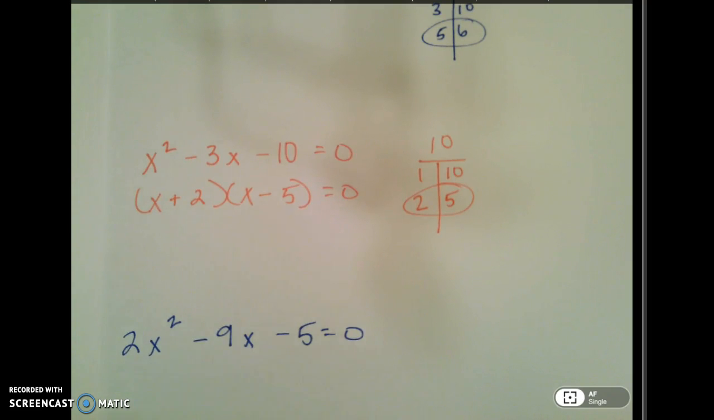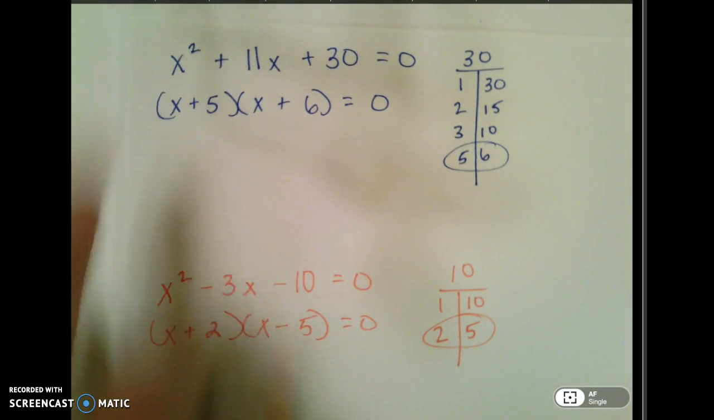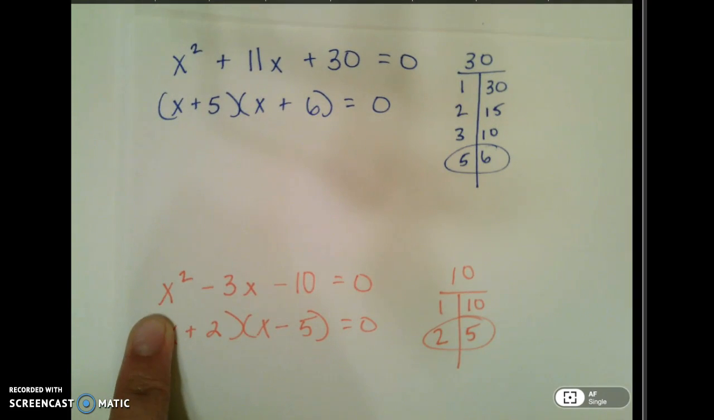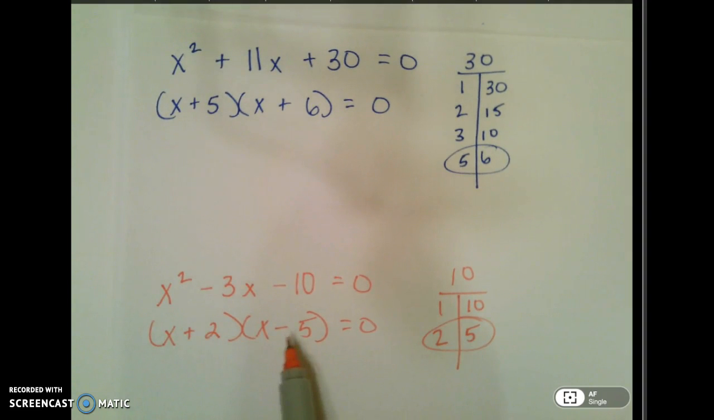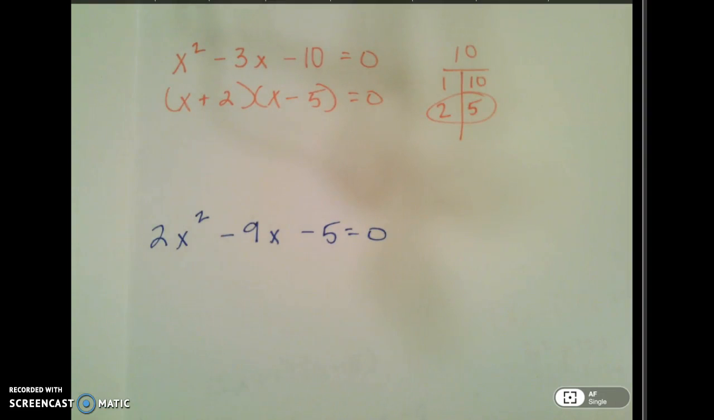Now, these two first examples are what you do when the number in front of x squared is 1. So there's nothing in front of x squared, it's just x times x. You just do basic factoring. However, the next two examples are when there is a number in front of x squared.